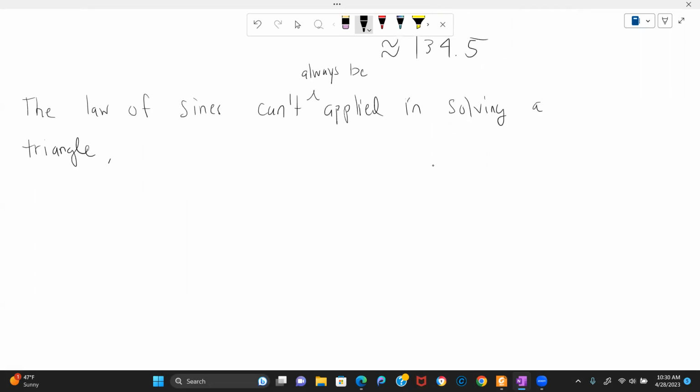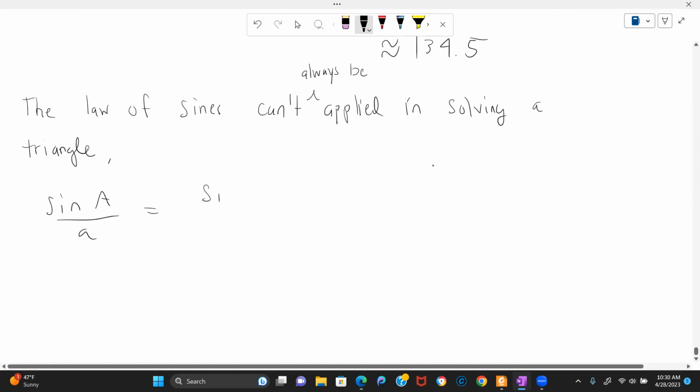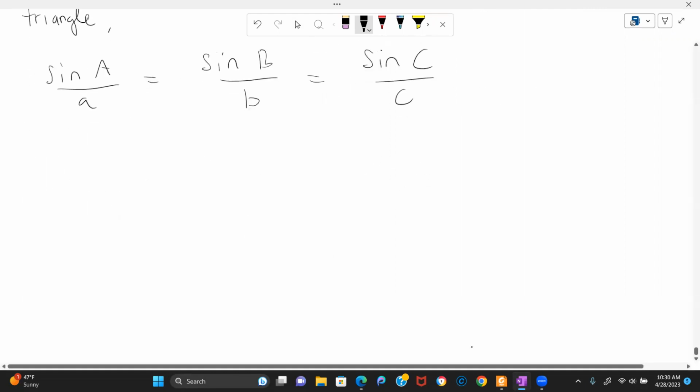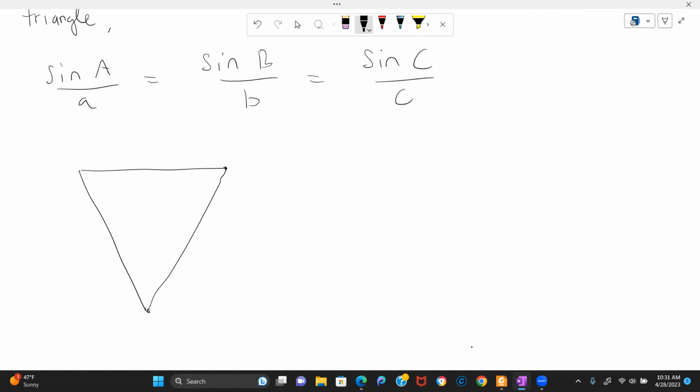So let's recall the law of sines. It says sine of A over a is equal to sine of B over b is equal to sine of C over c. So for example, here's an example of a triangle you cannot solve using the law of sines. So I'm going to give you an example, and let's try to see why. We'll say that this is C, this is A, and we're going to return to this example after I introduce the law of cosines, because the law of cosines is going to allow us to solve this triangle.